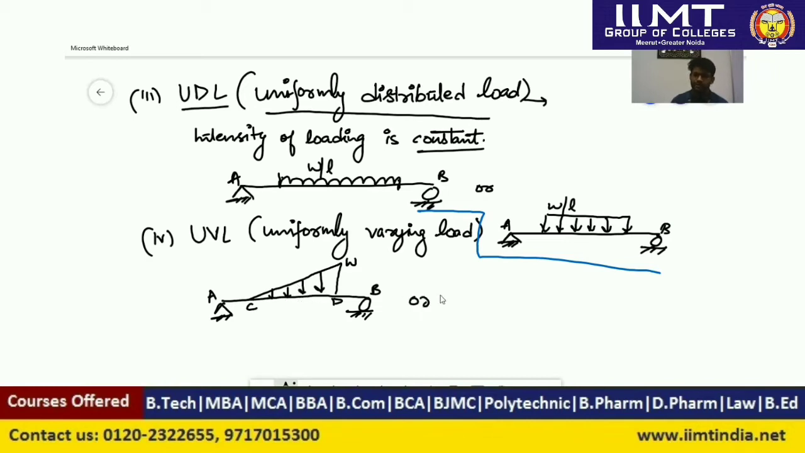Intensity doesn't need to be 0 at one end. See here, it is W1, and see in the second figure also, this type of figure is also representing a uniformly varying load where intensity at one end is W1 and at the other end is W2, and it is increasing at a uniform rate from one end to the other. So these types of loads are known as uniformly varying load.